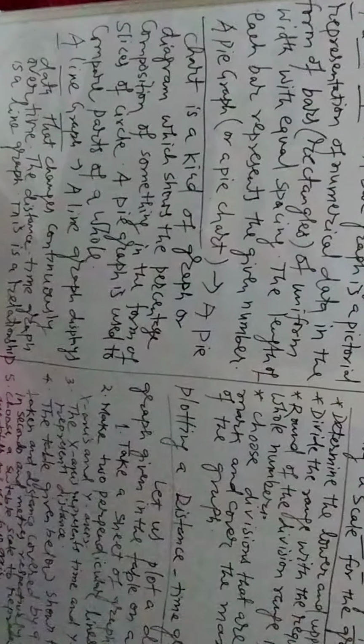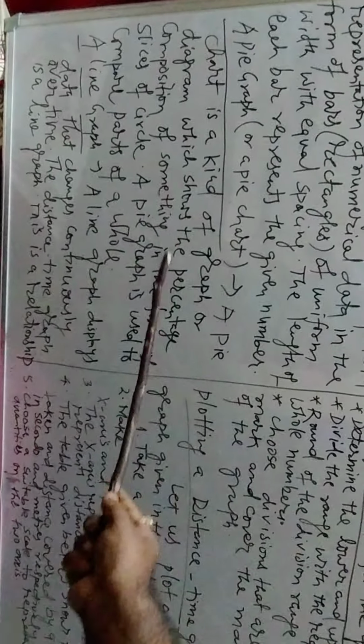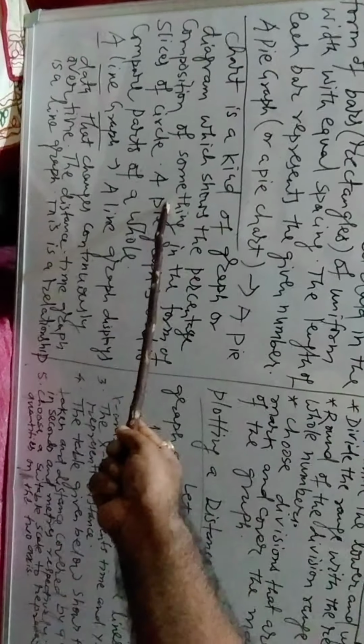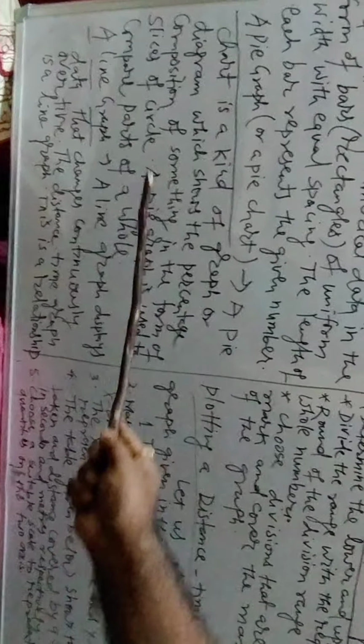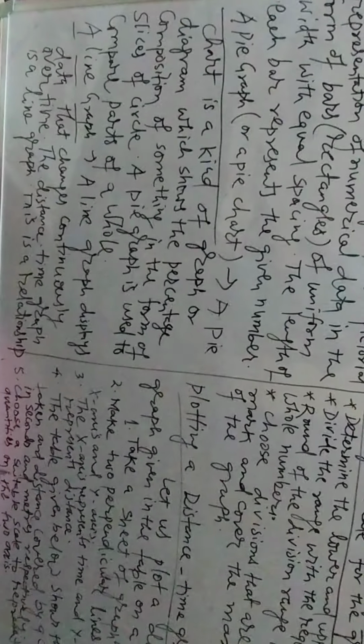Another one is a pie graph or pie chart, we can say. A pie chart is a kind of graph or diagram which shows the percentage composition of something in the form of slices of a circle. A pie graph is used to compare parts of a whole.